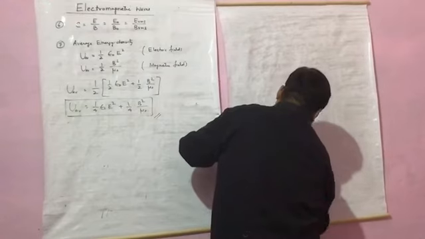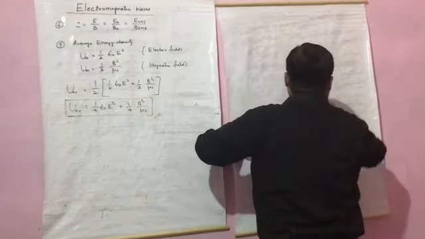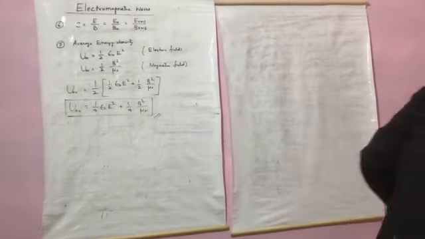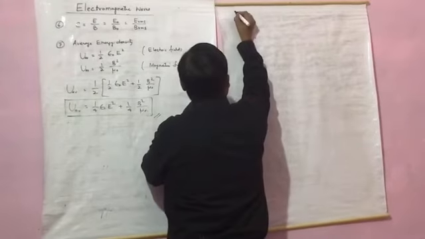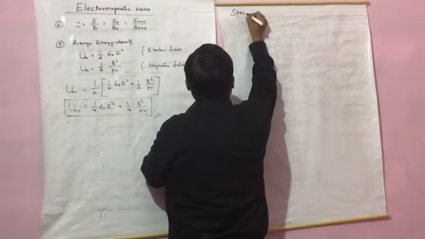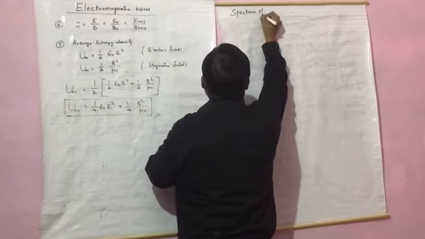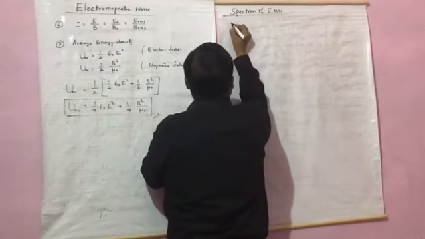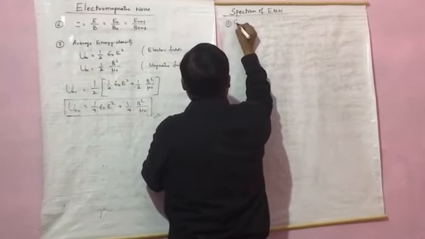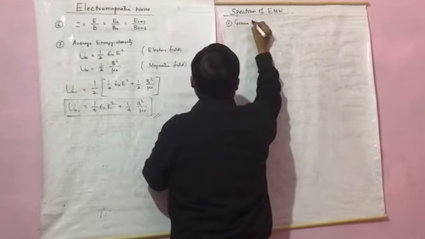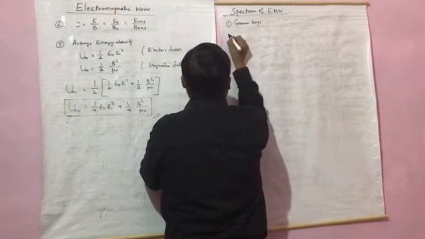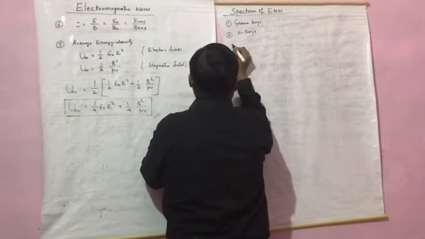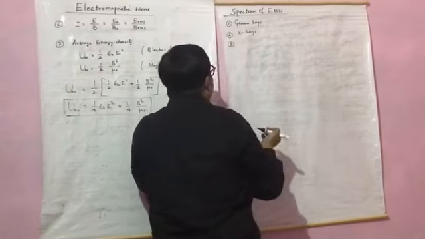So we have to write the names of all such. So I am writing it. This is called spectrum of electromagnetic waves. The very first is gamma. Then after gamma ray we have X-rays. And after X-rays we can say ultraviolet rays.